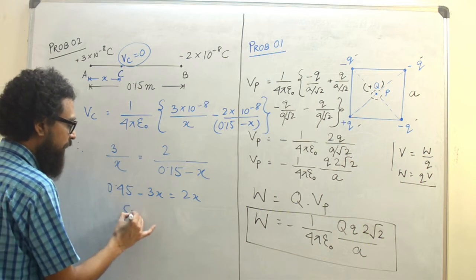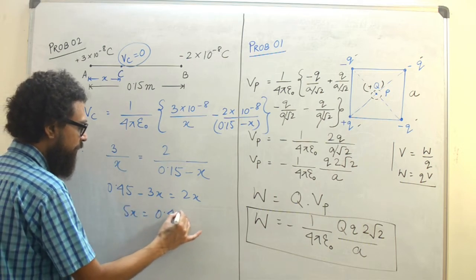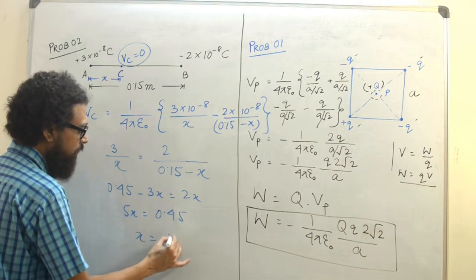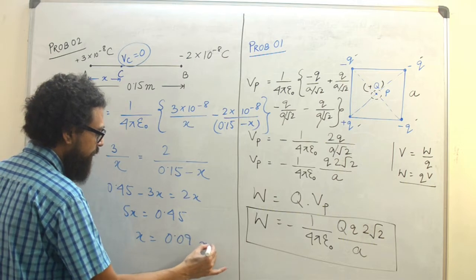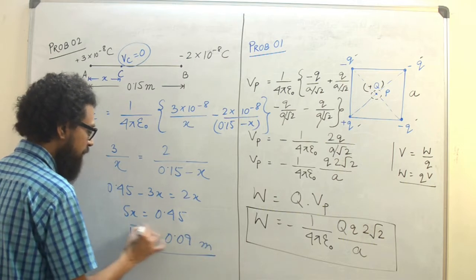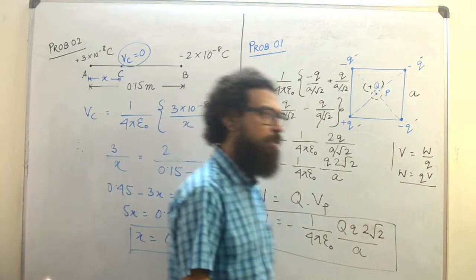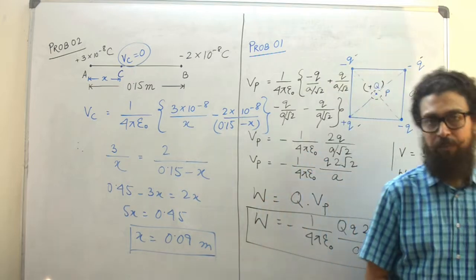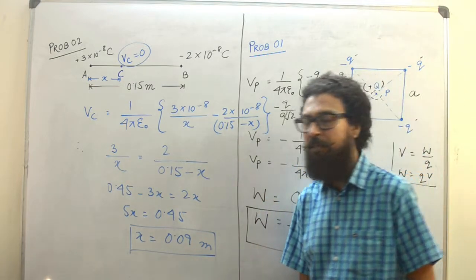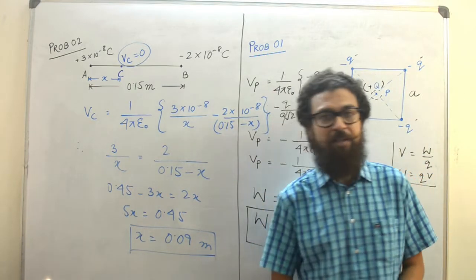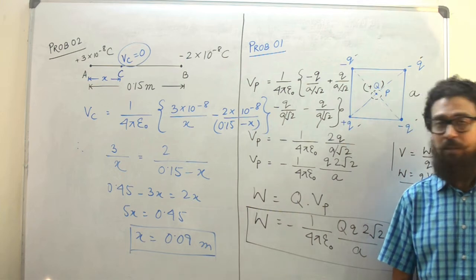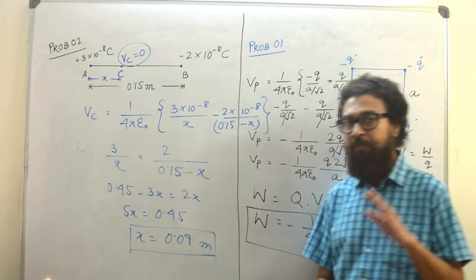Okay, so 5x equals 0.45, so you can easily find x is equal to 0.09 meter, and this is the answer: the point at a distance of 9 centimeter or 0.09 meter from point A, where the net potential due to this arrangement of charges is equal to 0. So hope now you have understood this.